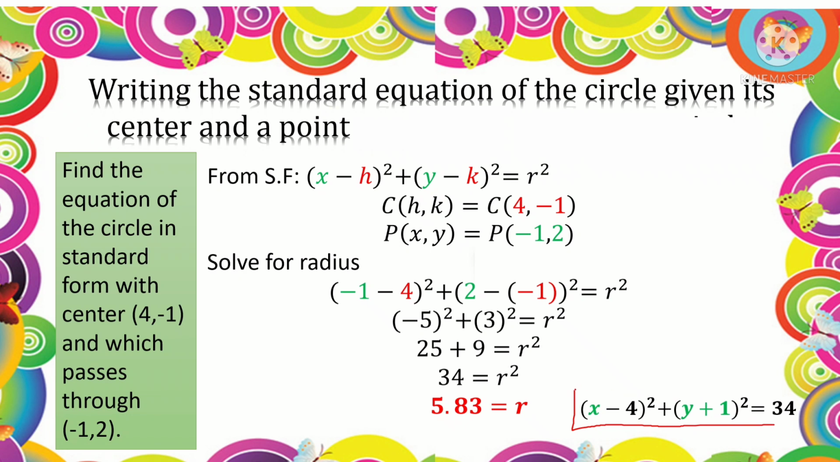The quantity x minus 4 to the power of 2, since our center h, k is 4, negative 1, plus the quantity y plus 1 to the power of 2 equals, your r squared is 34. So we only need this one, r squared. So this will be the standard equation or standard form of the circle. Next.